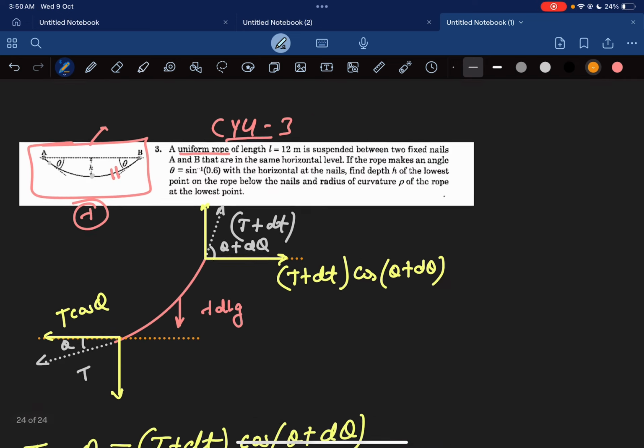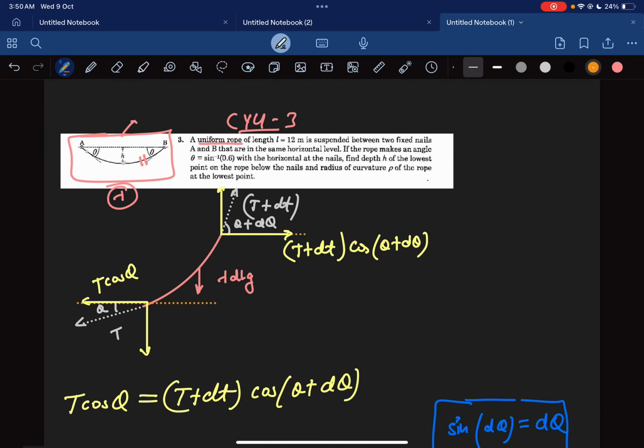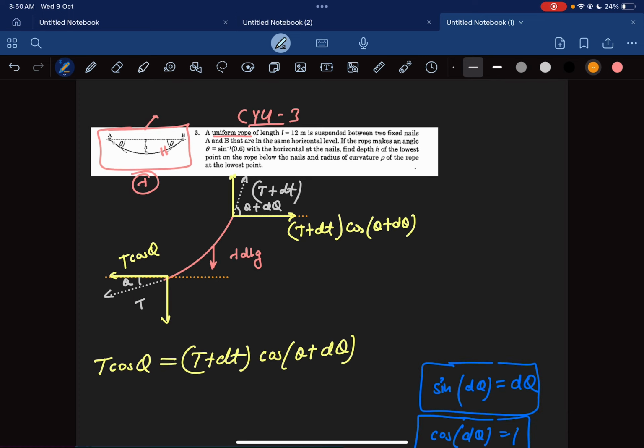Call this equation number 1. Now balance this in the vertical direction also, because you know that this whole differential element is in equilibrium, because my whole catenary is in equilibrium. So just take the vertical components of these two.